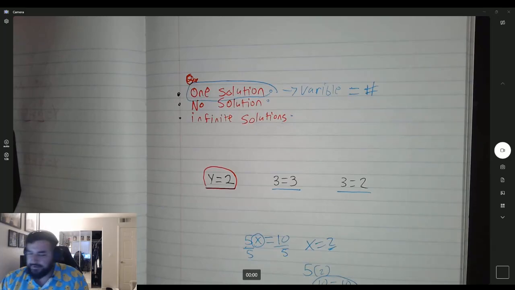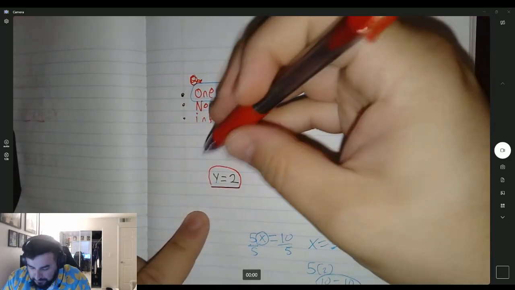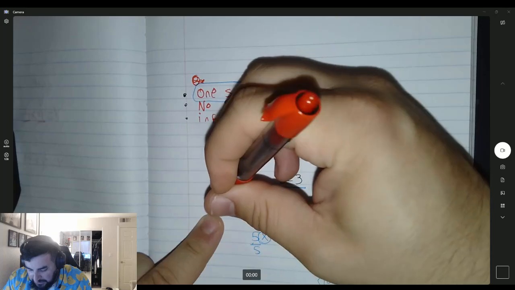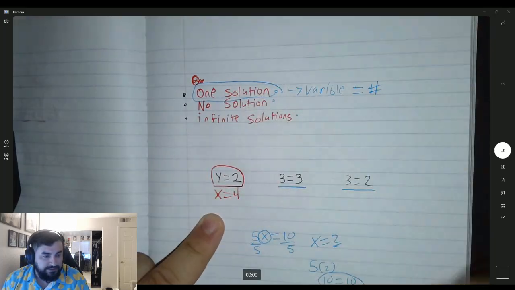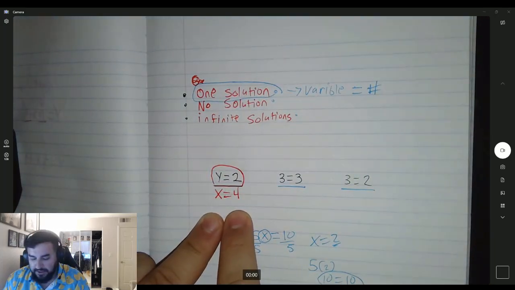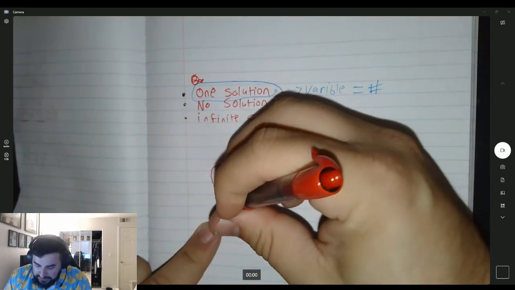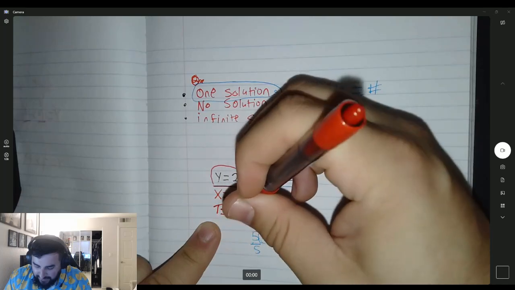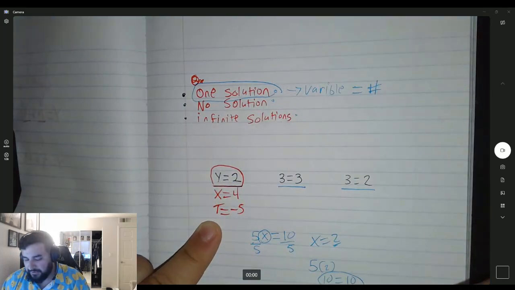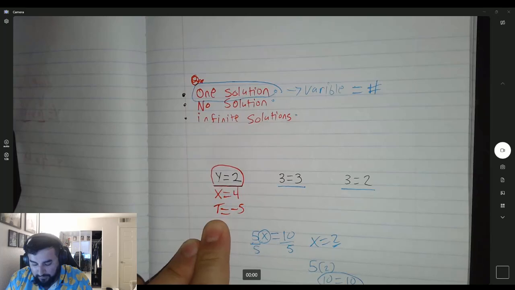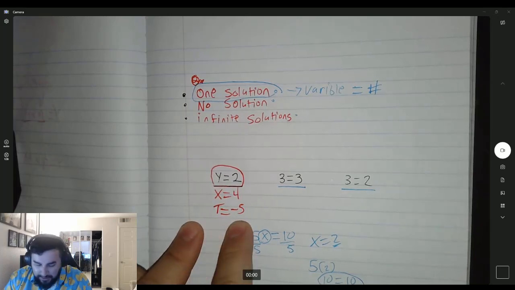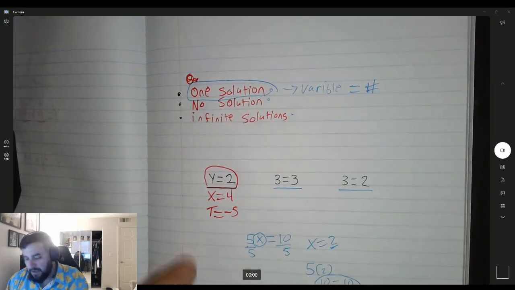Now, what are some other examples of one solutions? Watch this. What if I put x equals 4? What is the only answer for x? The number 4. Okay. What about the letter t is equal to negative 5? That's also one solution, right? Because it's a variable, or if you want to say letter, it's a letter equal to a number. That is your only answer, okay?